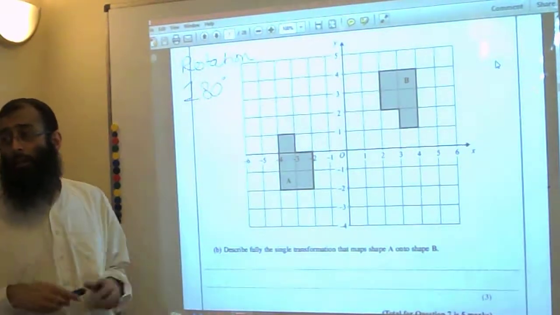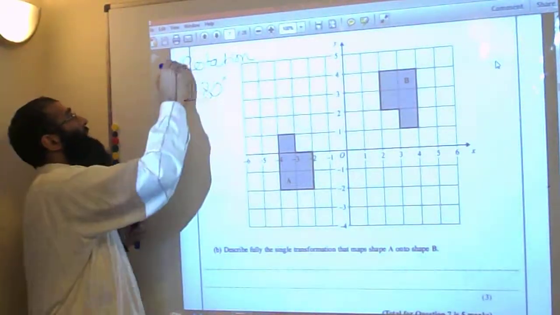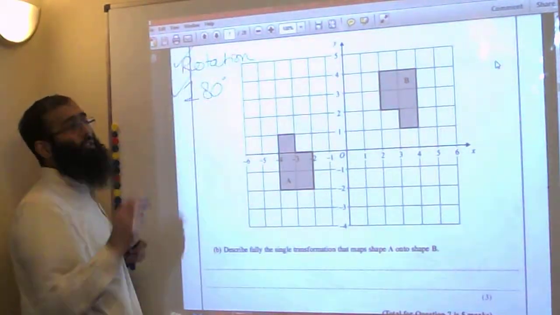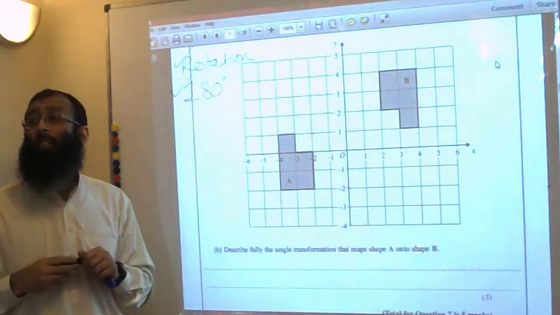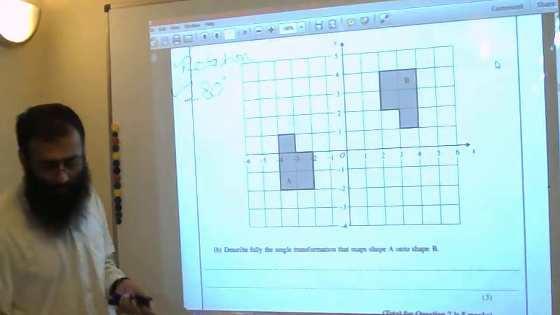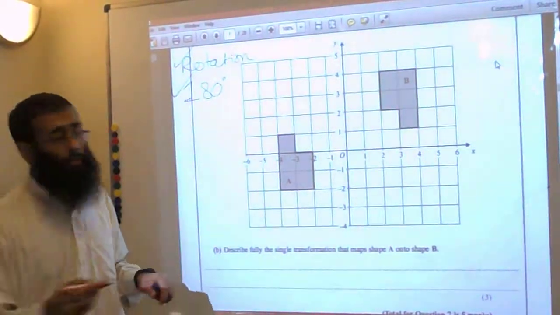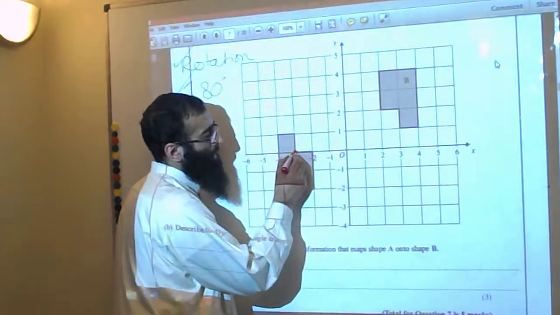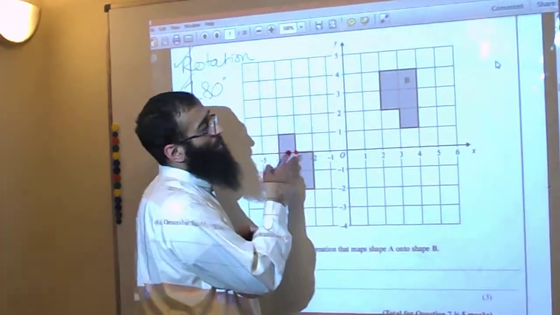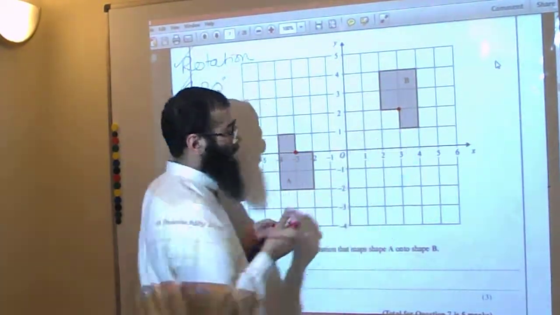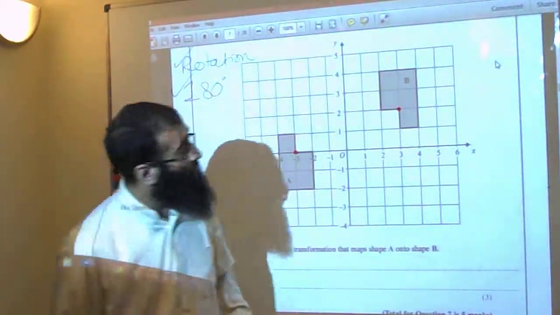That's your angle there. So, we mentioned the word rotation. We mentioned the angle of rotation. Now we need to mention the center of rotation. Now, how do we work out the center of rotation? What we need to do is find 2 corresponding points. So this corner corresponds with that corner. Let's join them up with a ruler.